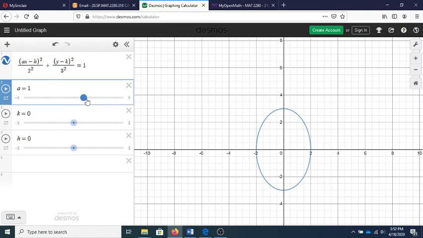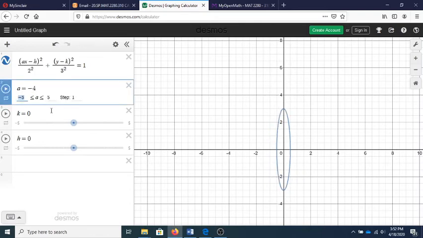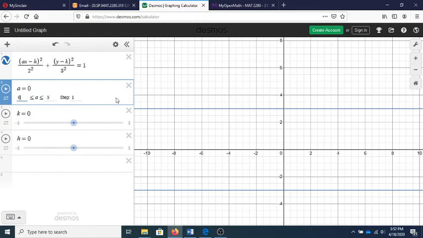Okay, the default would be A equals 1, but if I make it bigger, then that gives me horizontal compressing. And if I make A negative, that gives me, well, actually, let me think here. What would be good is if I went from 0 to 5 in steps of like 0.1. Yeah, there we go.